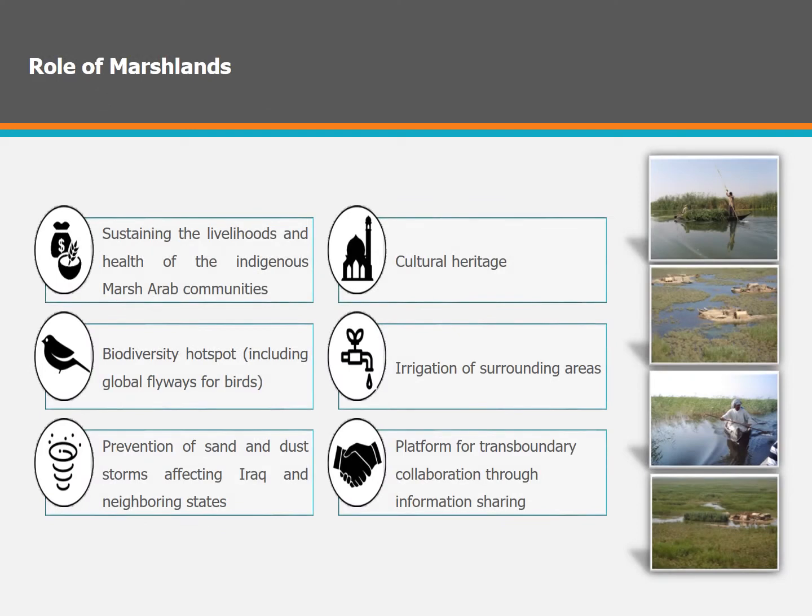Before looking at the history of the marshlands, let us consider for a moment their different functions. As you can see, they are essential for the livelihoods of the indigenous communities that live in them, as well as constituting a renowned biodiversity hotspot. They have cultural value, provide water for irrigation, and play a role in the prevention of local and regional sand and dust storms, as well as offering a platform for transboundary collaboration through information sharing, given the transboundary nature of some of them and of the waters that feed into them.